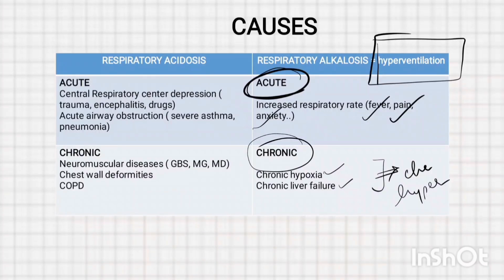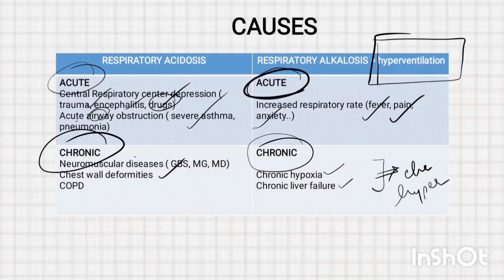Next is respiratory acidosis. It can be acute, it can be chronic. In cases of acute respiratory acidosis, there should be some central cause or any respiratory cause. In central, you have central respiratory center depression, like in cases of trauma, encephalitis or any drug. In respiratory causes, there might be acute airway obstruction. For example, severe asthma. Chronic cases like neuromuscular disorders, chest deformities and COPD. This will cause chronic respiratory acidosis.